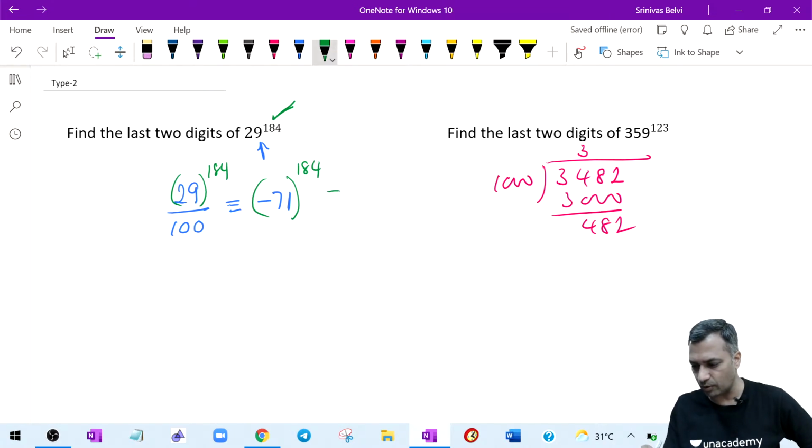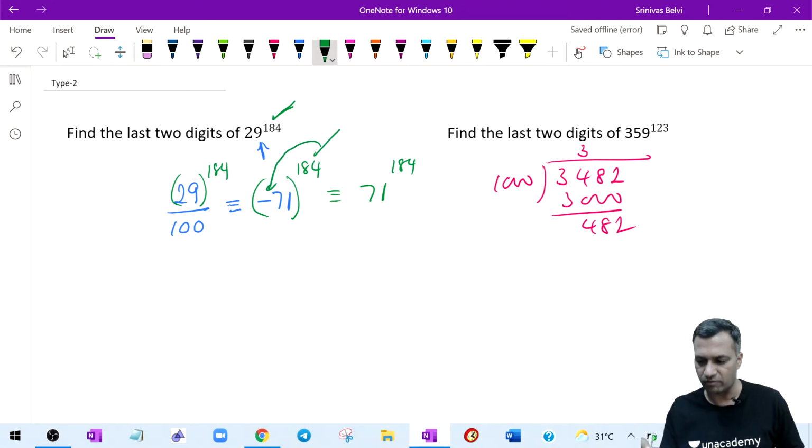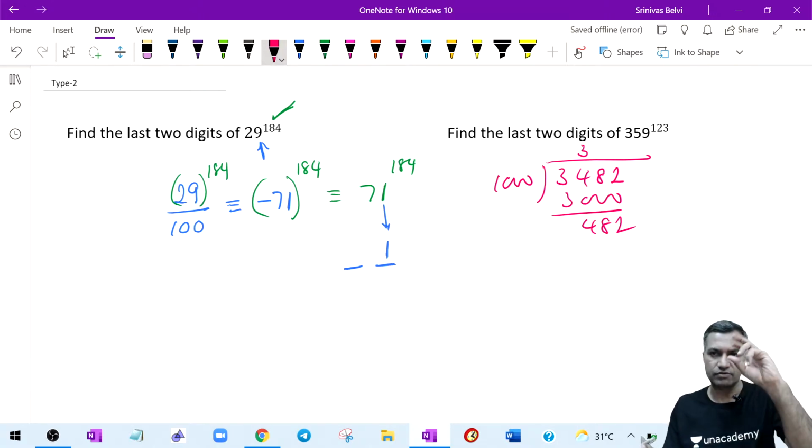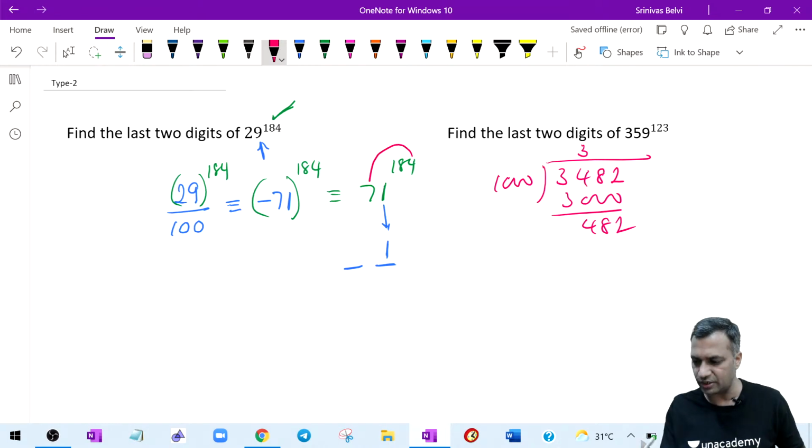Therefore, this problem has ultimately become 71 raised to power 184. Why? Because the power is even, so an even power of a negative sign becomes positive. I will now find the last two digits of this particular answer. I know the unit digit is 1, because the number is ending in 1. All I have to do is figure out the tens digit of this number. 7 into 4, 28. I will copy this 8 here, which becomes my answer.